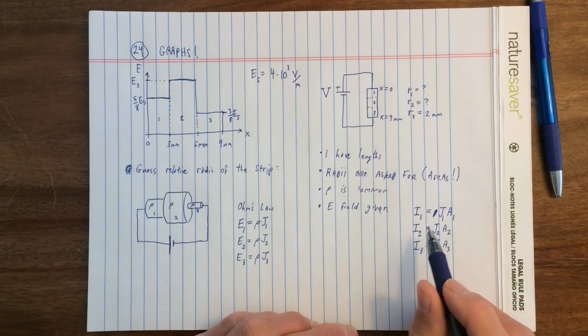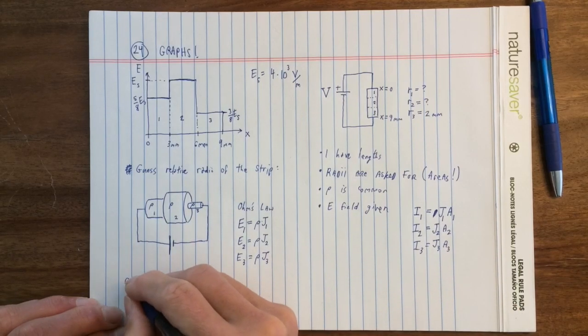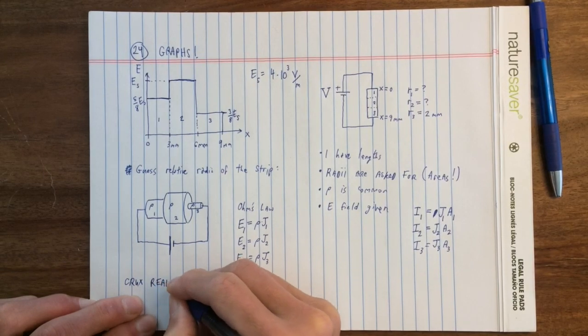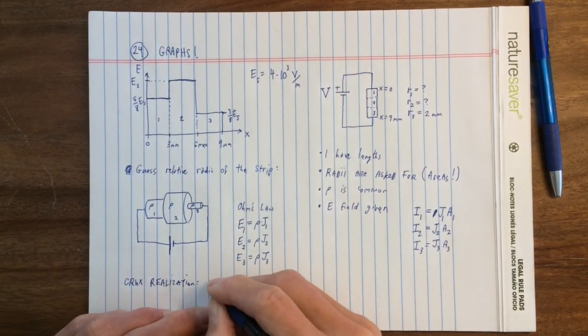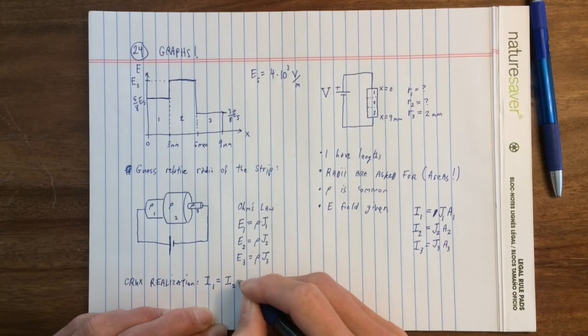Okay, so now here is the crux of the problem. It's another realization, a crux realization. The crux realization is the currents in the three regions need to be the same.